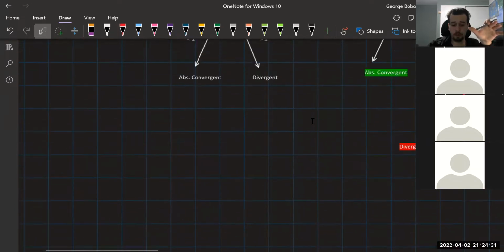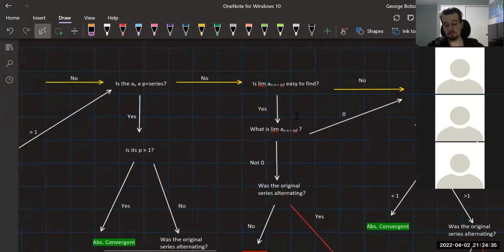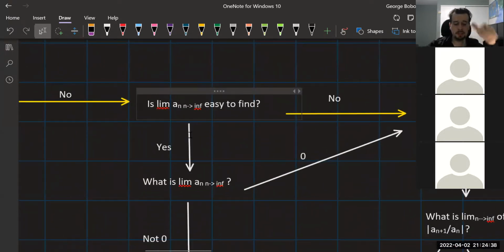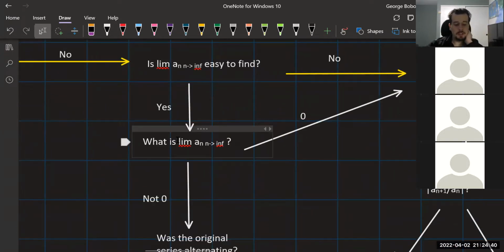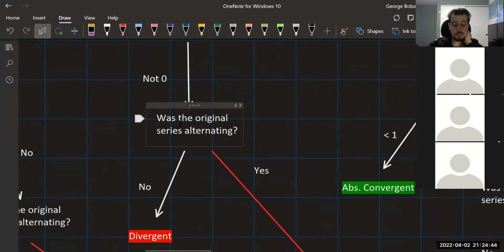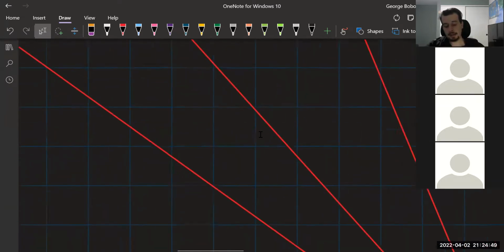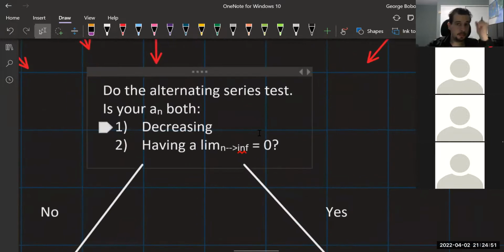remember, you are following the branch here. Let's see what the branch says. Use the diagram a little bit too. Is the limit easy? Yes. Was it 0 or non-zero? It was non-zero, it was 1. Was the original series alternating? Yes. So I'm not done yet. I gotta do this pane.